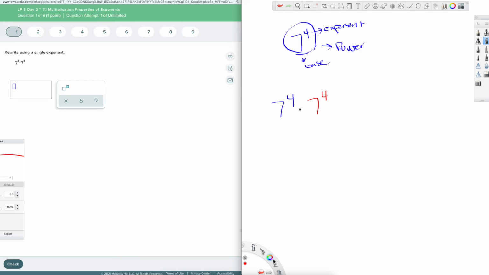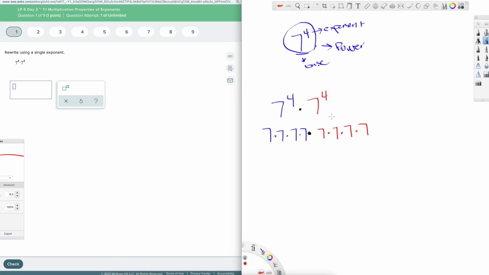Well, I have 7, 7, 7, 7, and then times, this kind of times coming down here, 7, 7, 7, 7. So what's the difference between this multiplication and this multiplication? And the answer is nothing. There's no difference between them. They were just separated here.